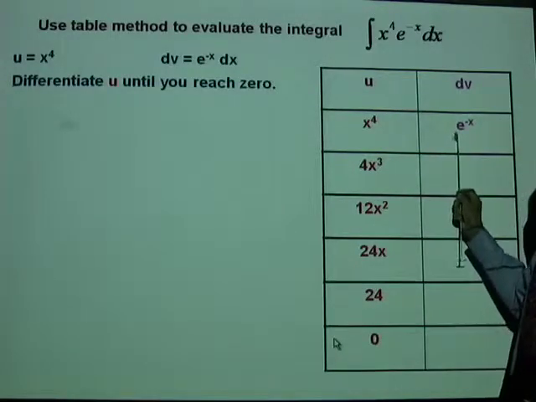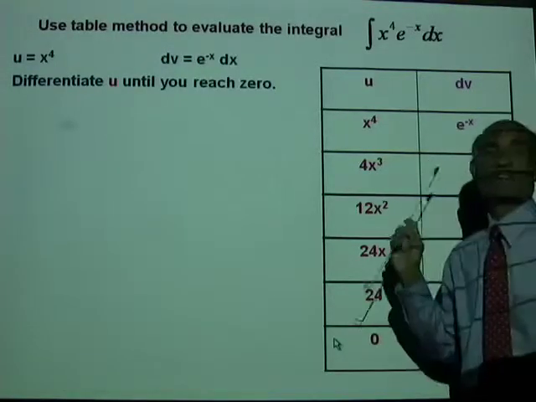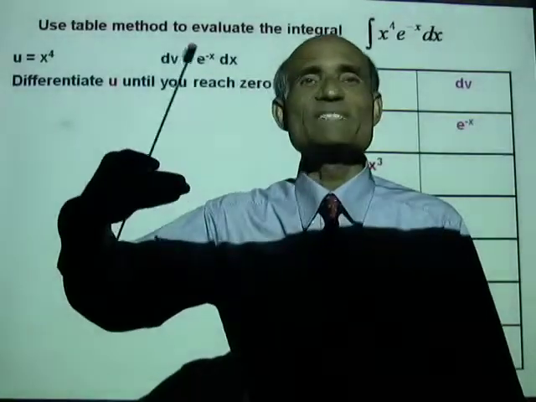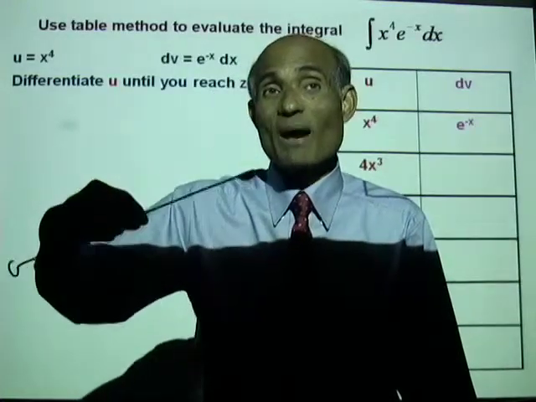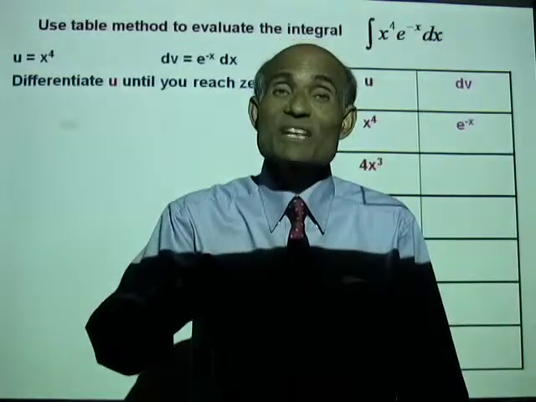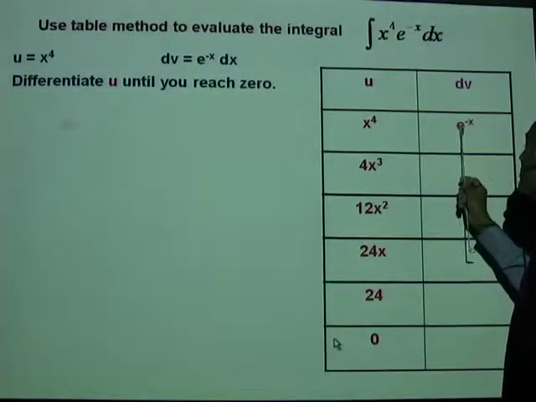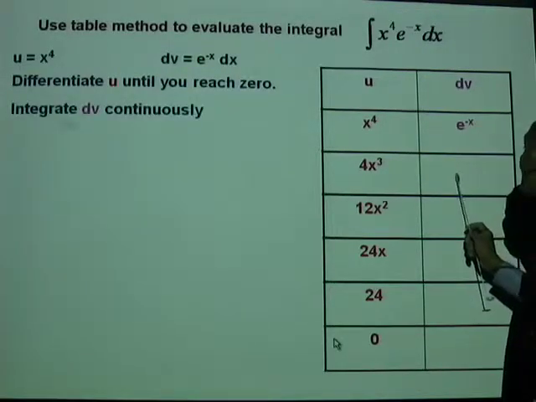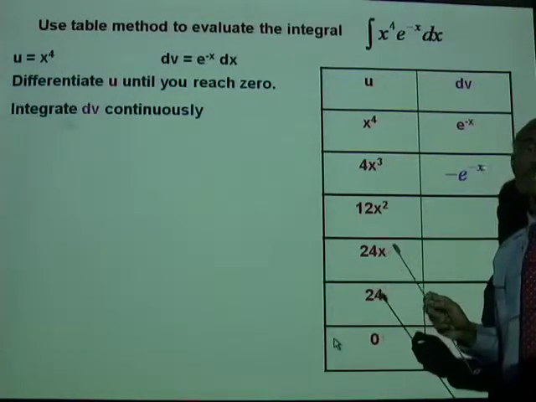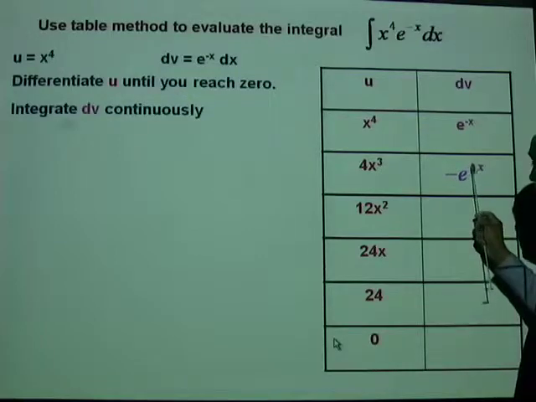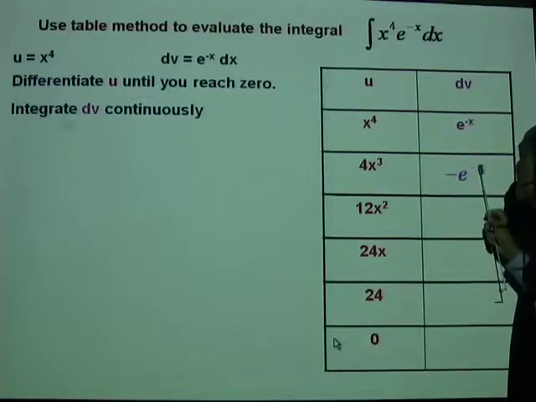We now go to the right side and integrate e to the power of negative x dx continuously. What is the integral of e to the power of negative x? It is e to the power of negative x divided by negative 1. So it is negative e to the power of negative x. Okay, what do you get if you integrate this? Negative e to the power of negative x.